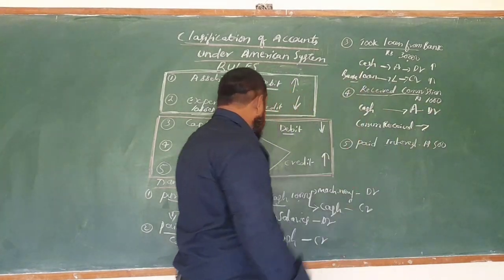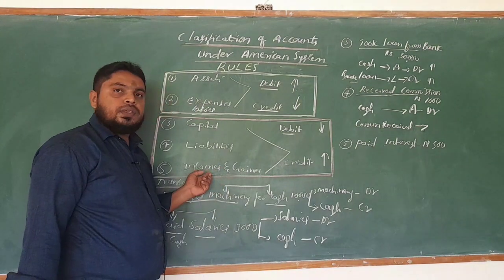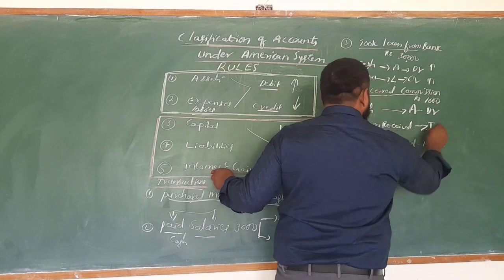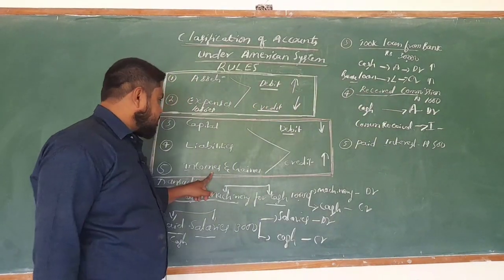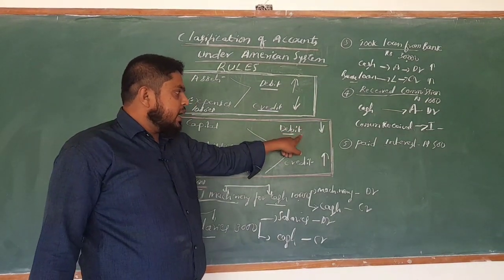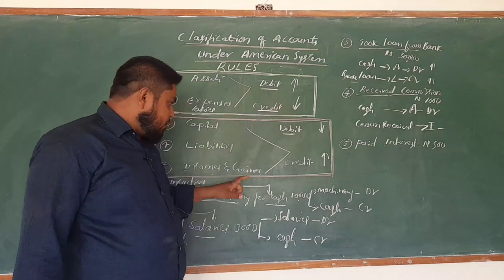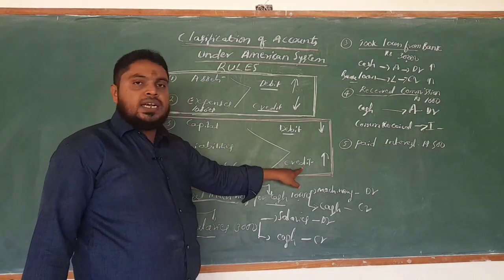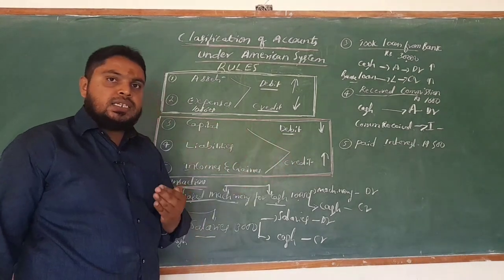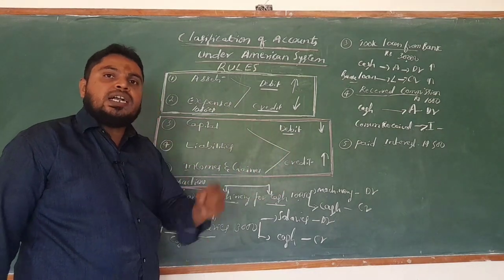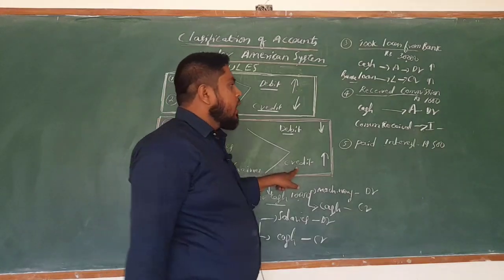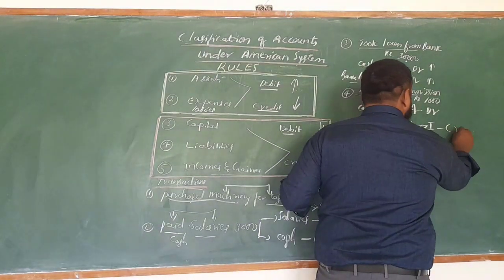Commission received is an income. This comes under incomes and gains. Incomes and gains rules: if they decrease, they should be recorded on the debit side; if they increase, they should be recorded on the credit side. Received commission, received interest, received dividend, all are under income. If income increases, we have to record the credit side. So this is the credit side.